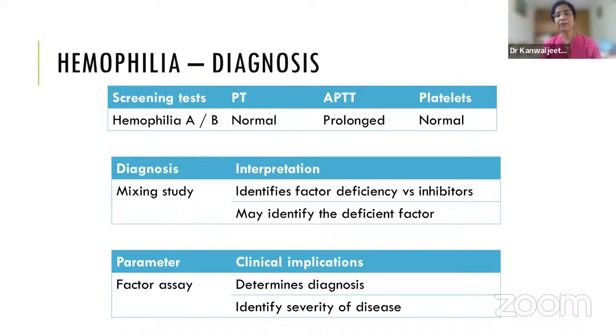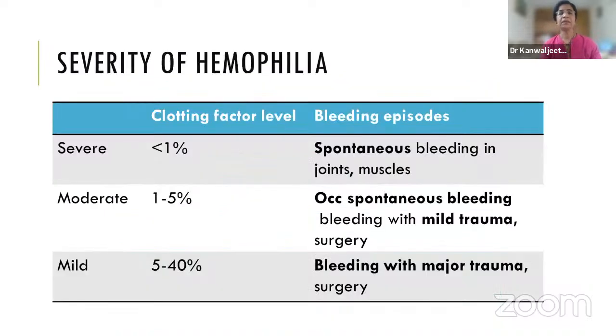We can also confirm the diagnosis by factor assay, which will also help us in determining the severity of the disease. So less than 1% is severe, and this is the most dreaded type of hemophilia, where the patient may bleed spontaneously in the joints and muscles and has a higher incidence of life-threatening bleeds. Moderate and mild hemophilia are less likely to bleed spontaneously and they bleed with major trauma.